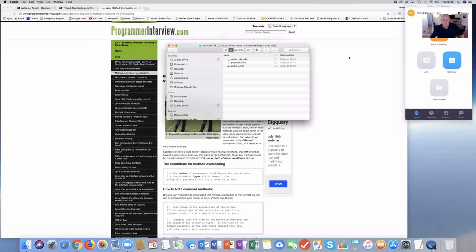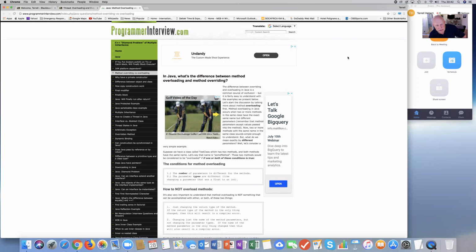So for this first week, we're going to take a look at what is the difference between method overloading and method overriding. Method overloading in Java is a common source of confusion, but it's easy to understand. So let's discuss method overloading.